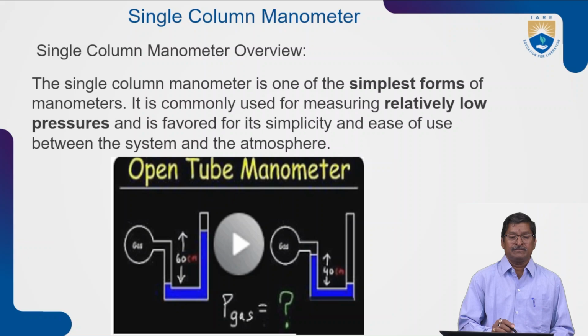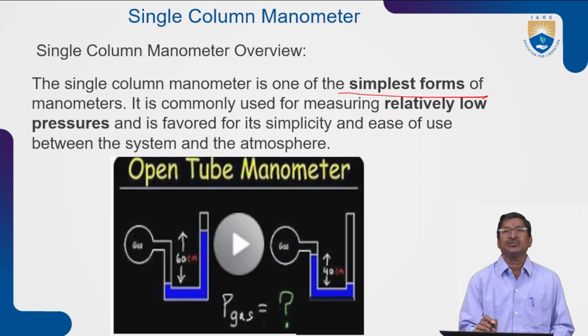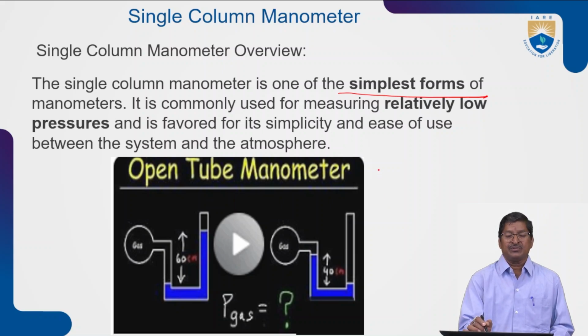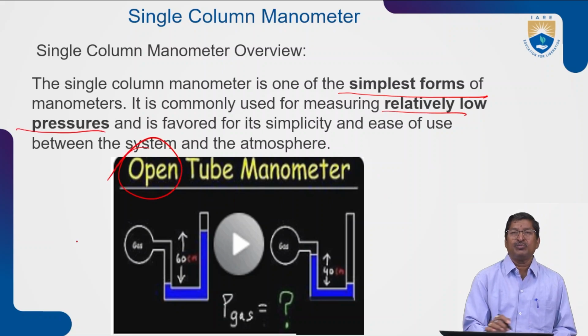And you can see here, the single column manometer is one of the simplest forms. It is a very small tube which has some liquid, some fluid, inside it. So it is a very simple manometer, commonly used to measure relatively low pressures. This is also called an open tube manometer.